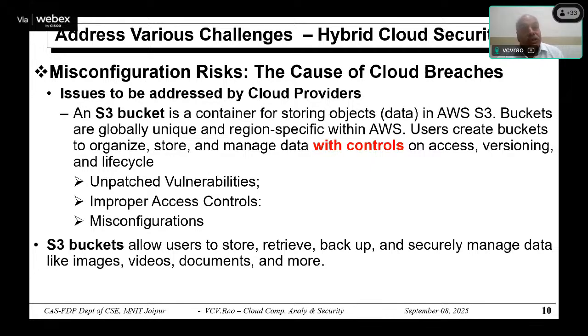These can all be shared in an S3 bucket, which is a container they use. The S3 bucket container was not used in the earlier version of the cloud; now they have changed completely. So this is also another issue which we need to understand: data leakage and protection challenges.